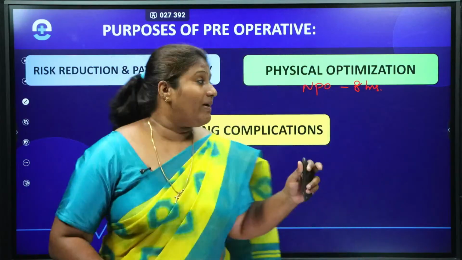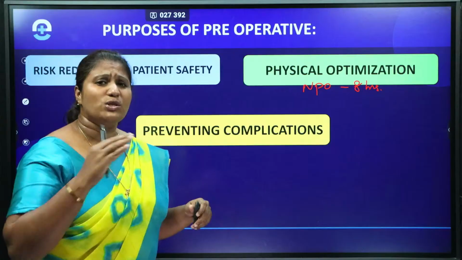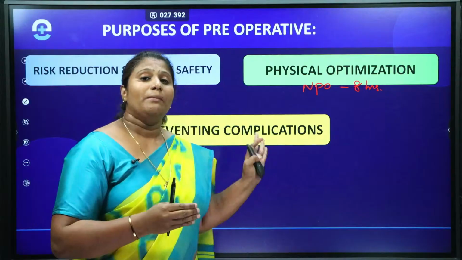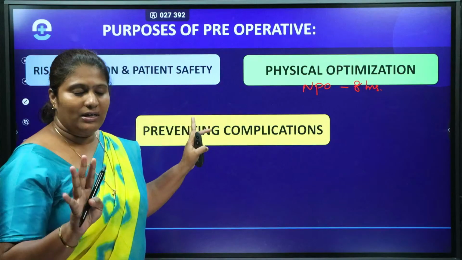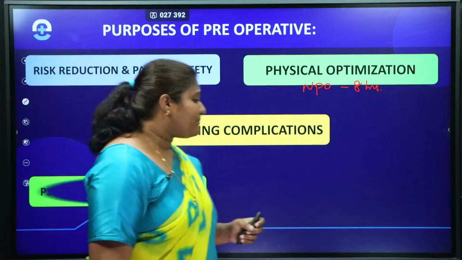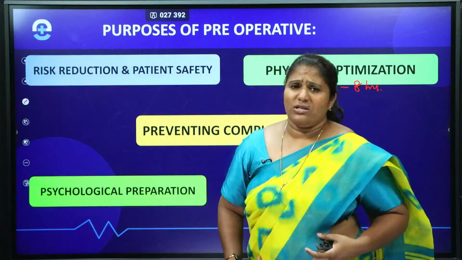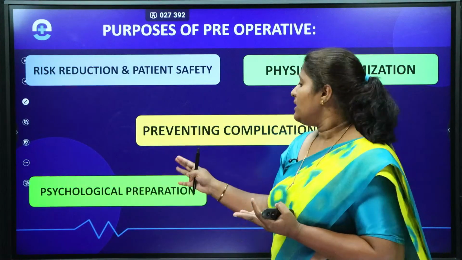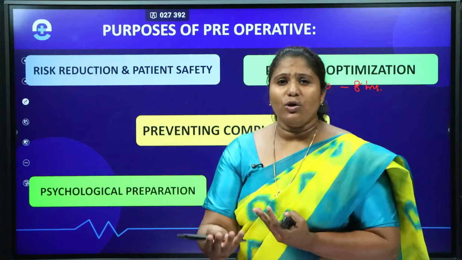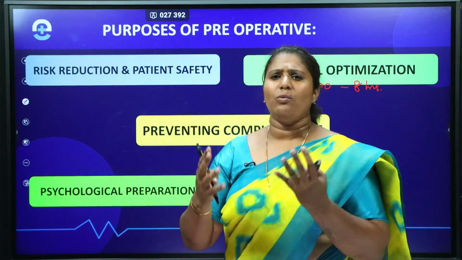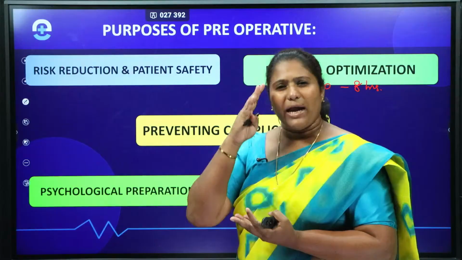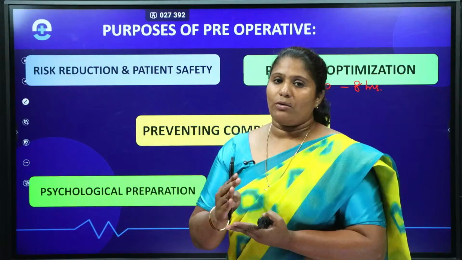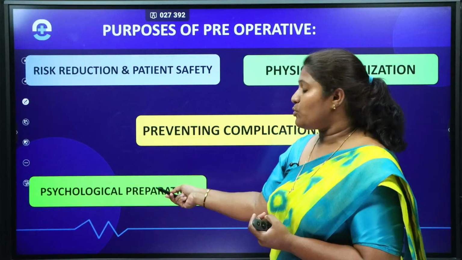Next one is preventing complications. We have lots of complications during the surgery and after the surgery. All this we need to prevent through the preoperative nursing care itself. Next one is psychological preparation. Always the patients will be more afraid, because they are entering the operation theater for the first time, so they will wonder what will happen. The nurse has to prepare the patient psychologically, because the patient always has too much fear.